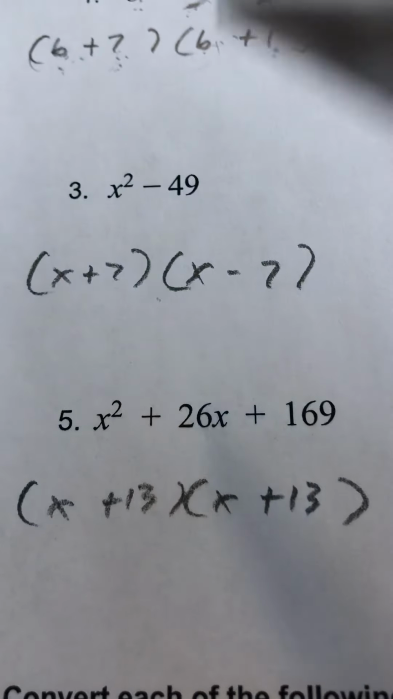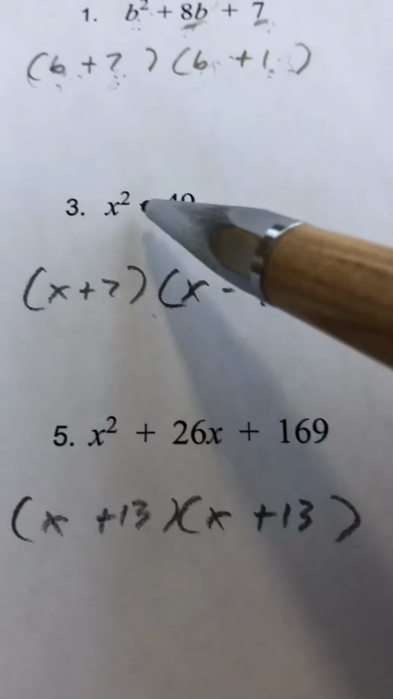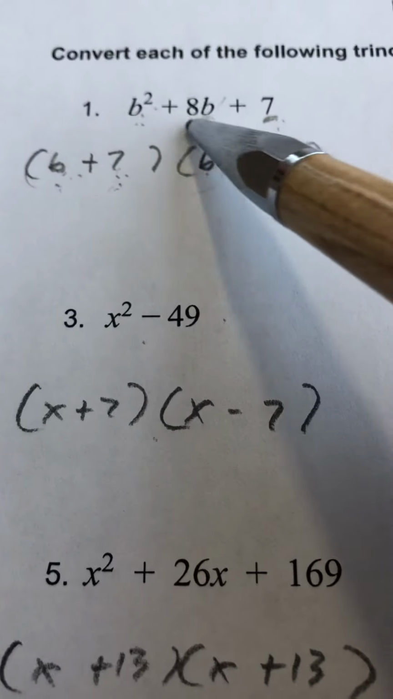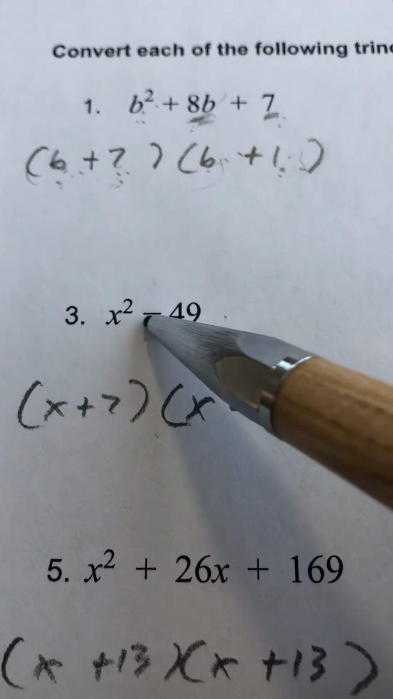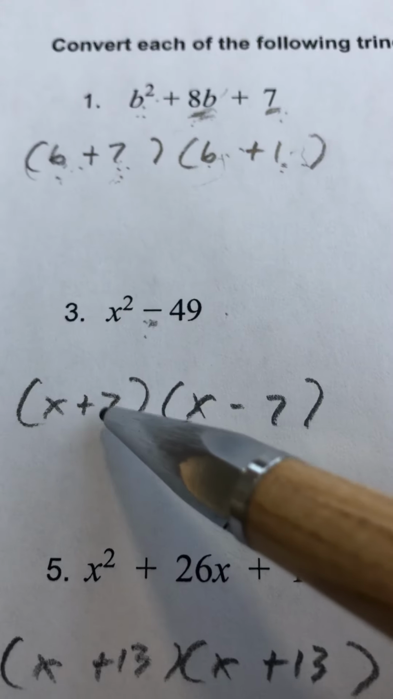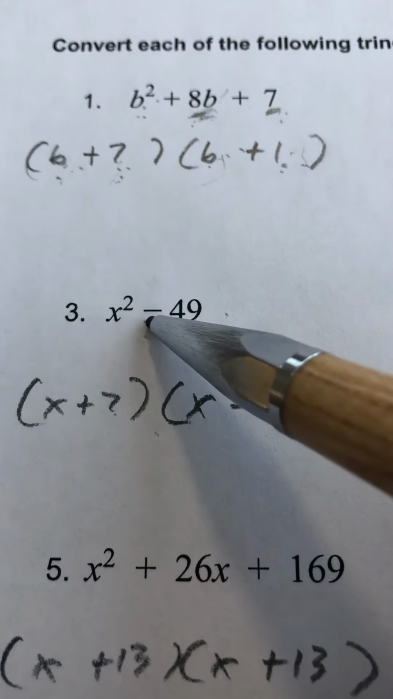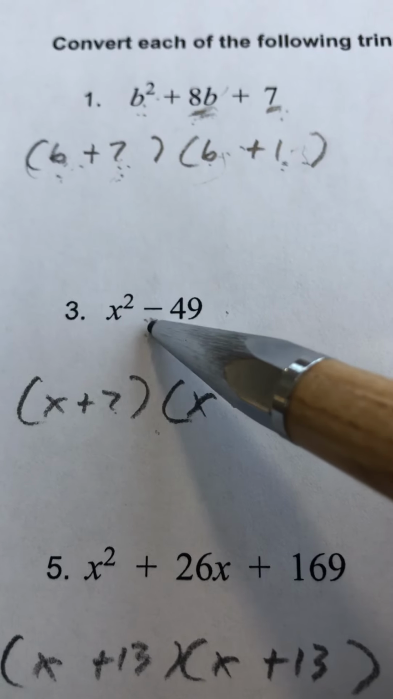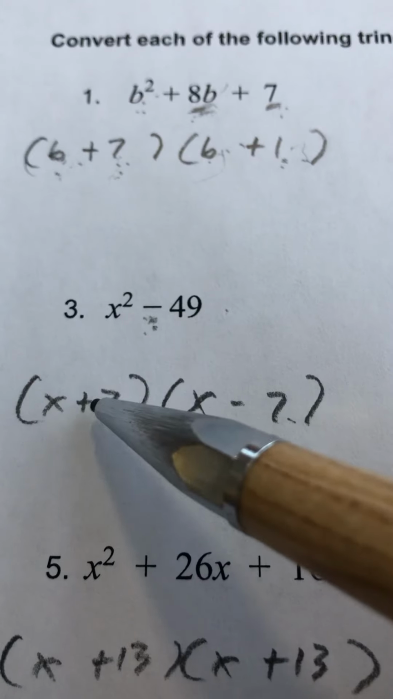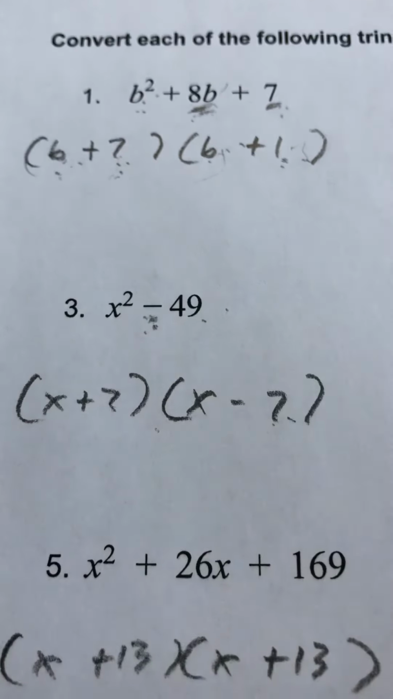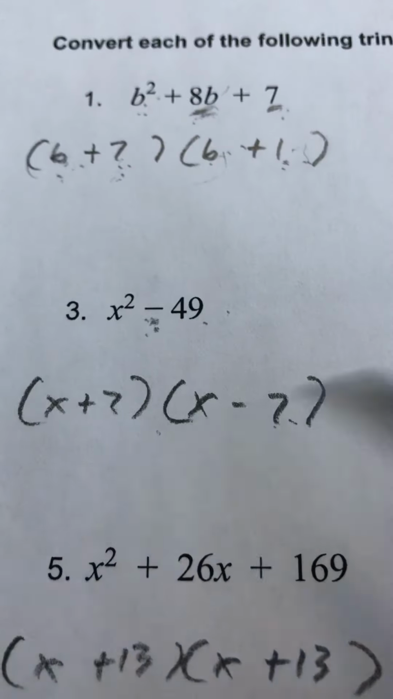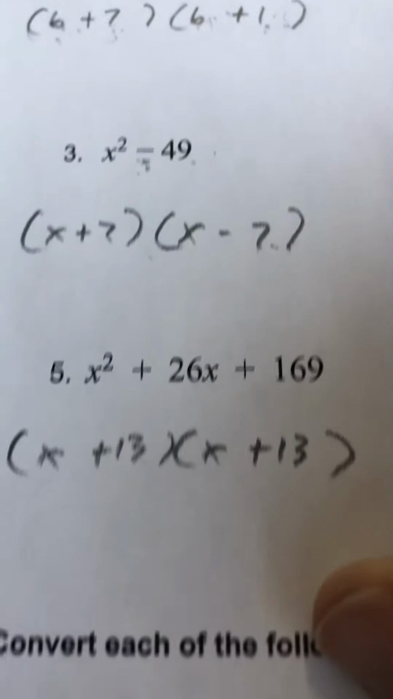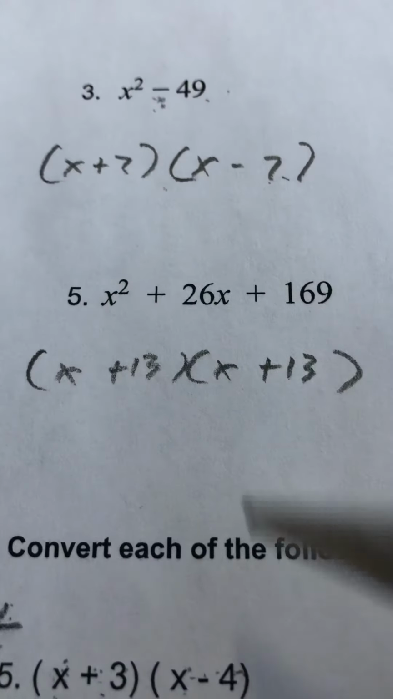I do the same thing here, but this one I'm not going to have anything in the middle. Okay? I don't have any, so it's got to be something that comes up to 0. So that would be 7 minus 7. So 7 minus 7 is going to be 0. But when I take 7 times 7, I get my negative 49. So I think of that FOIL method, and that would be my answer for number 3.